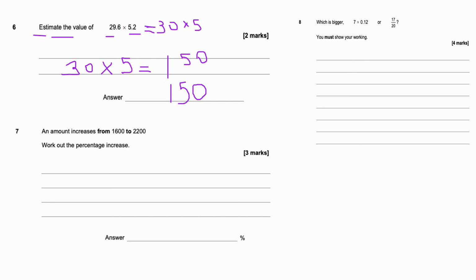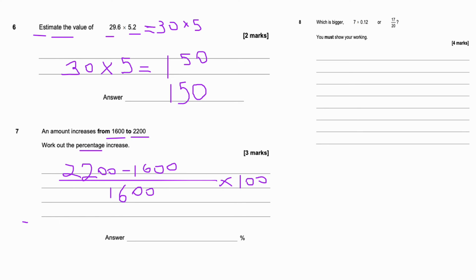Question number 7, an amount increases from 1600 to 2200. Work out the percentage increase. Well, I'm going to work out the difference, divide it by the original, which is 1600, and then we multiply by 100.